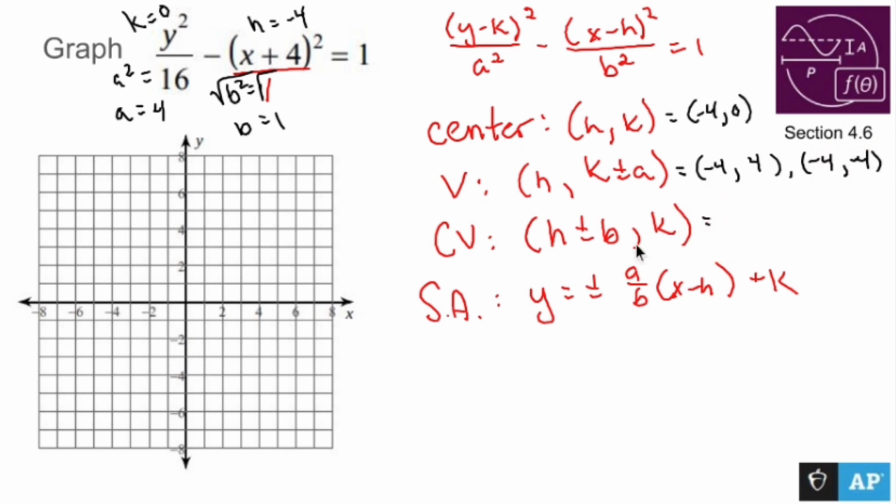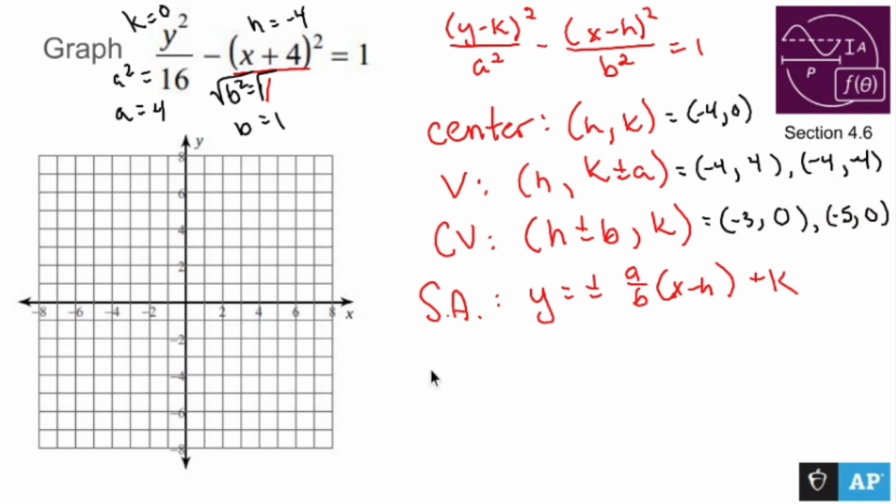My co-vertices are going to be (h plus b, k) and (h minus b, k). So again, 2 points. Let me write them out. h plus b is negative 4 plus 1, which is negative 3. k is 0. h minus b is going to be negative 4 minus 1, which is negative 5. And k is 0.